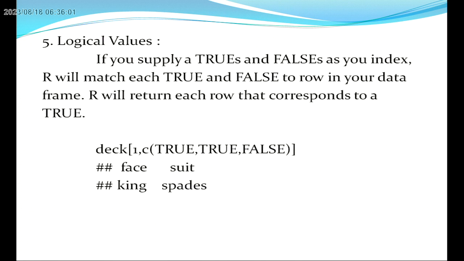Logical values. If you supply TRUE or FALSE as your index, all of you know logical values are either TRUE or FALSE. R will match each TRUE or FALSE to a row in your data frame, and R will return each row that corresponds to a TRUE. So deck[1, c(TRUE, TRUE, FALSE)] returns the first row, but only returns the TRUE columns. The vector gives the values TRUE, TRUE, so the deck returns king spades.